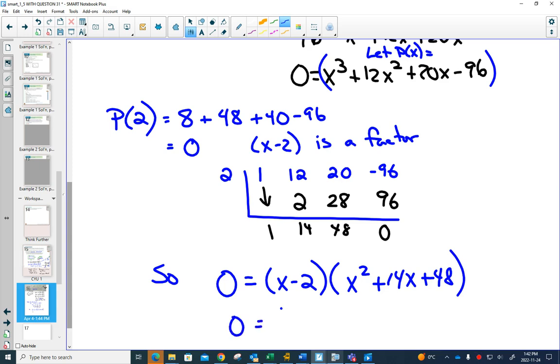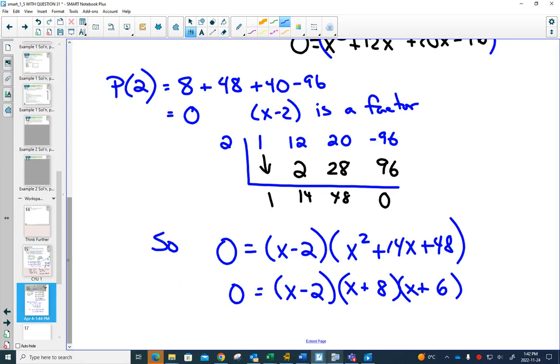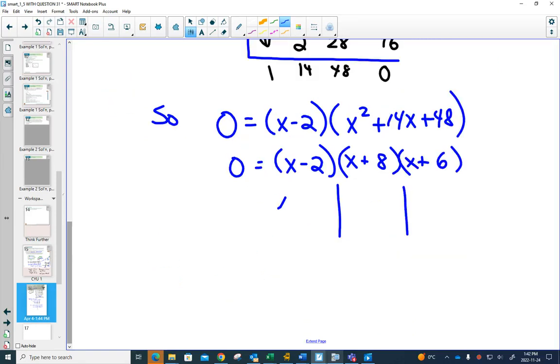And then sometimes the last one can be factored. Sometimes you're going to have to use the quadratic formula. So be careful for that. If it can't be factored, you have to use the quadratic formula. In this case, it will be x and x, 8 and 6. And so we get possible answers are not just 2, but also negative 8 and negative 6.